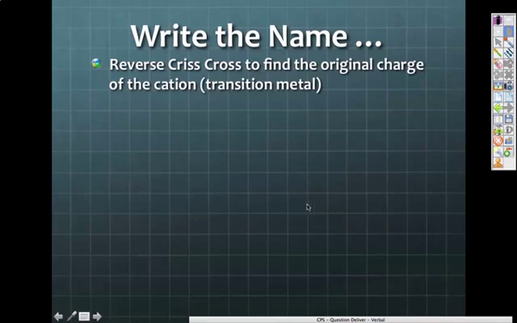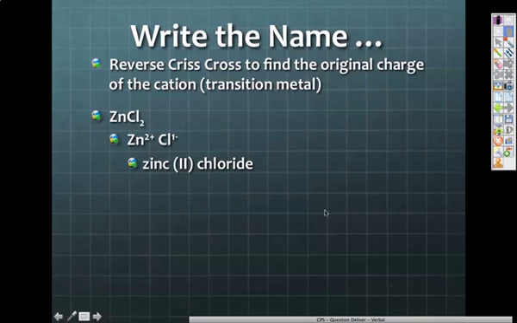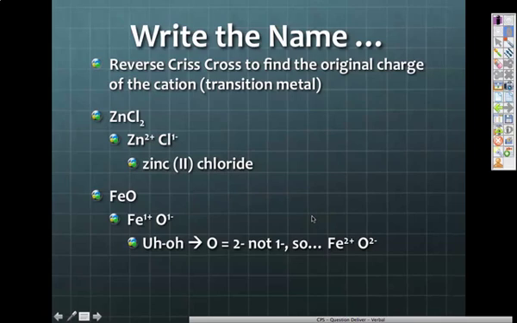Okay. So, if we're writing the name, we reverse crisscross to find the original charge of the cation if we are dealing with a transition metal. So, ZnCl2, I reverse crisscross. I get Zn2 plus, Cl 1 negative, zinc 2 chloride. If I have FeO, I reverse crisscross. It looks like it's Fe1 plus, O1 negative. However, oxygen is always a 2 negative because of where it is on the periodic table, not a 1 negative. So, it's iron 2 plus, O2 negative. Iron 2 oxide.